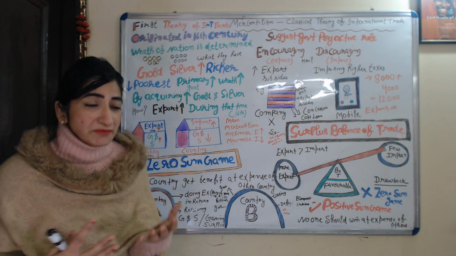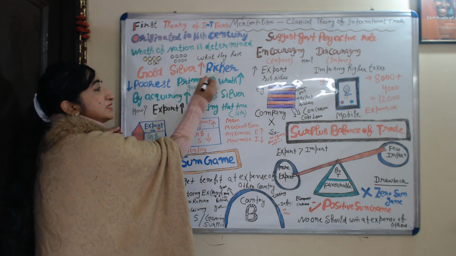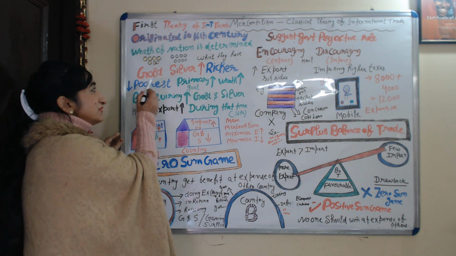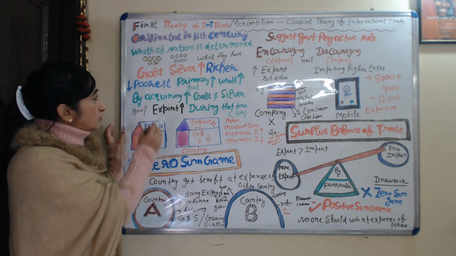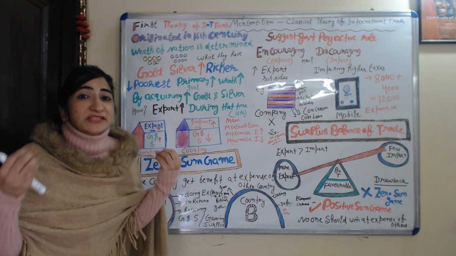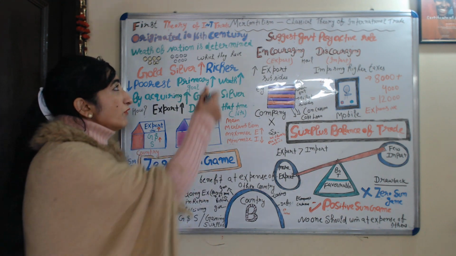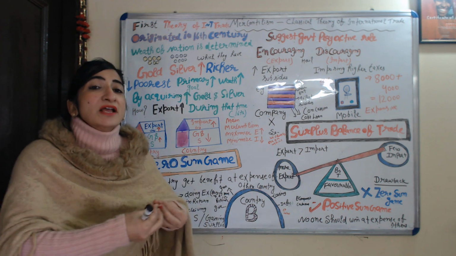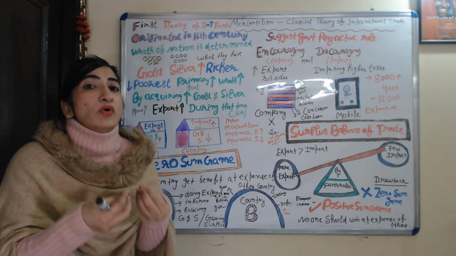This means a nation with more gold and silver is called a richer nation. On the other hand, a nation with the least gold and silver is called the poorest nation. That's why the primary goal of mercantilism is to increase the wealth of a nation by acquiring more gold and silver.